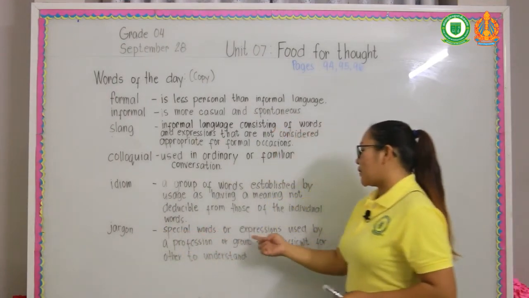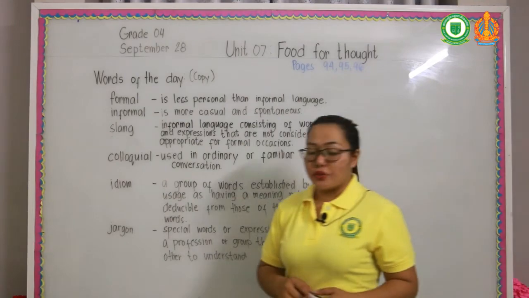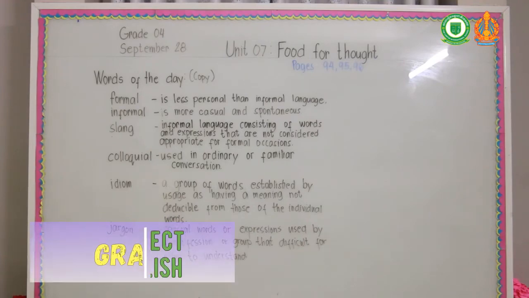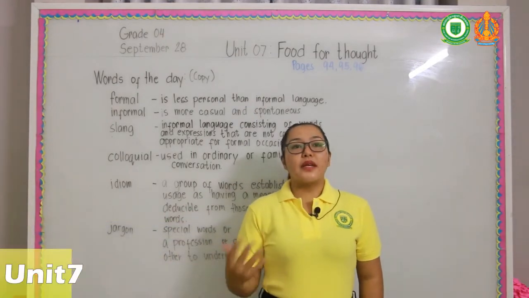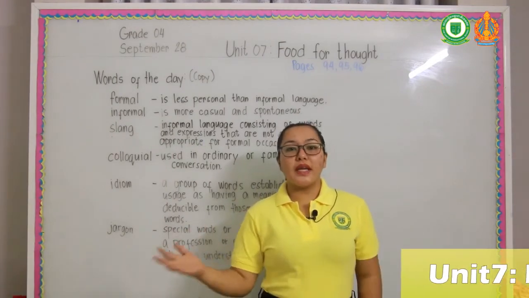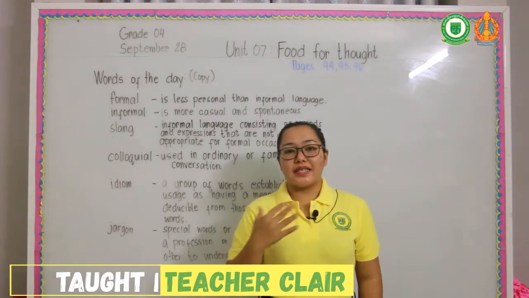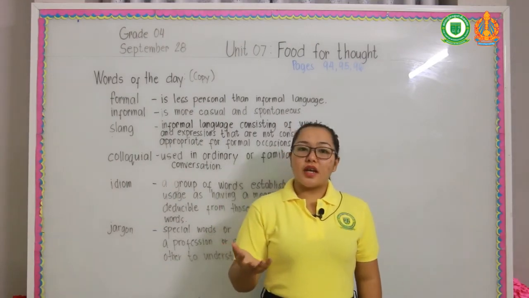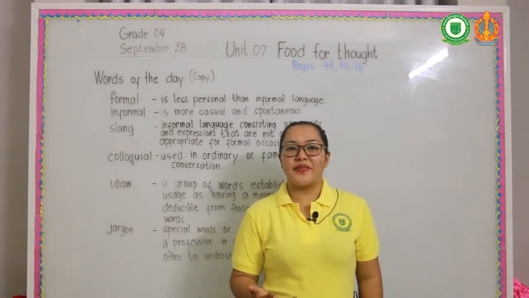Next, finally, we have jargon. Jargon: special words or expressions used by a profession or group that are difficult for others to understand. So these are words and expressions that only a certain group know about. For example, teachers. For us teachers, there are jargons that only we know because we learn about them. But if I used a jargon that we use as teachers, you would not understand it, because it is not something that you have to know.